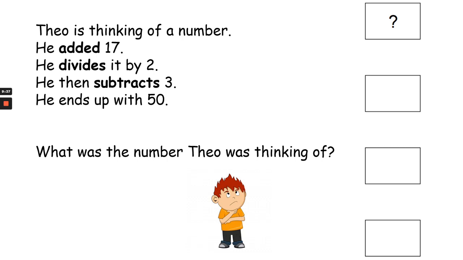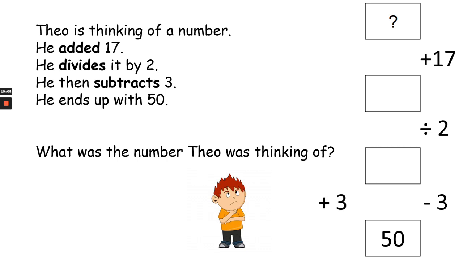Theo's thinking of a number. We don't know it at the moment, so it's a variable. I'm using a question mark. But we do know that he added 17. We do know that he then went on to divide by 2. Then he subtracts 3, and he ends up with the answer 50. Now it's our turn to use the inverse, work backwards, and find out the number he was thinking of, remembering to work backwards through his equation.